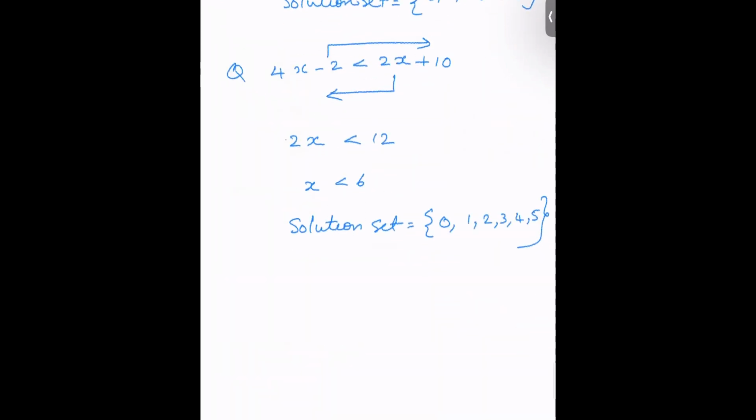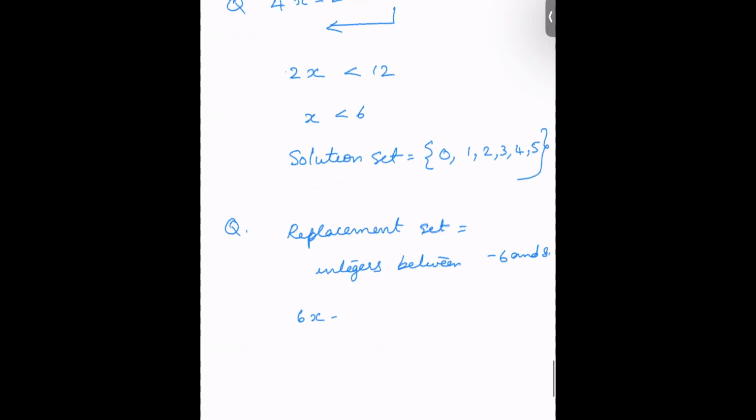Next one, question number 3. If the replacement set is the set of integers, you need to be careful about the replacement set. The replacement set is the set of integers between -6 and 8. Remember that. This is what is given to you. Find the solution set of 6x minus 1 greater than or equal to 9 plus x.